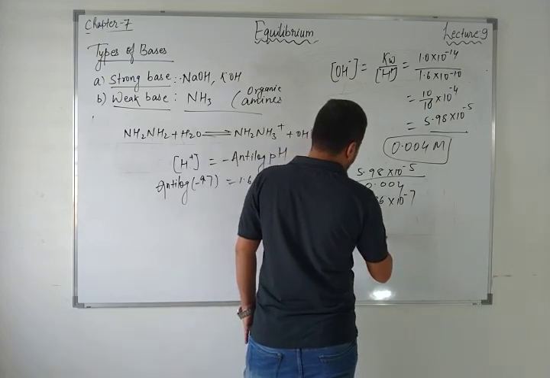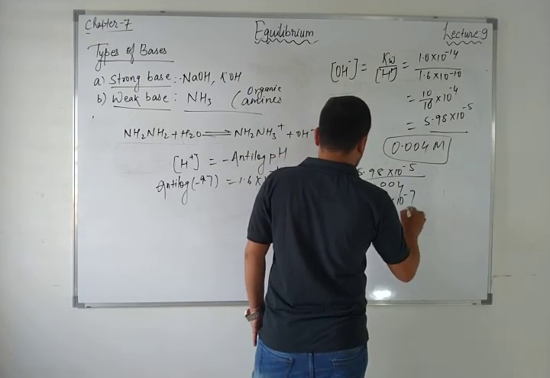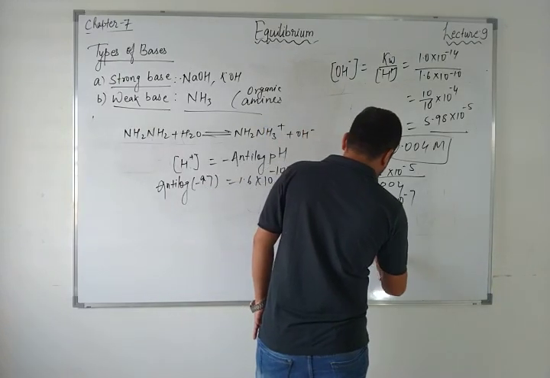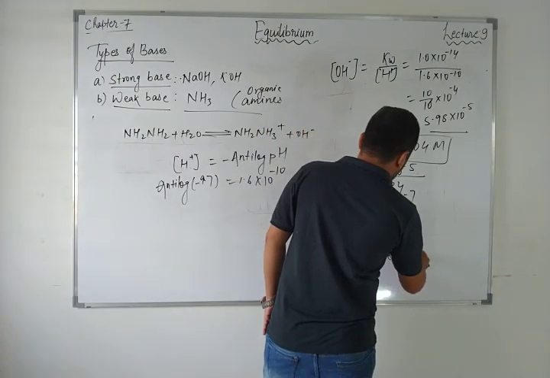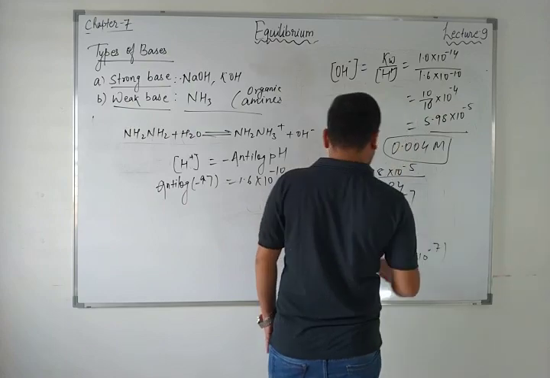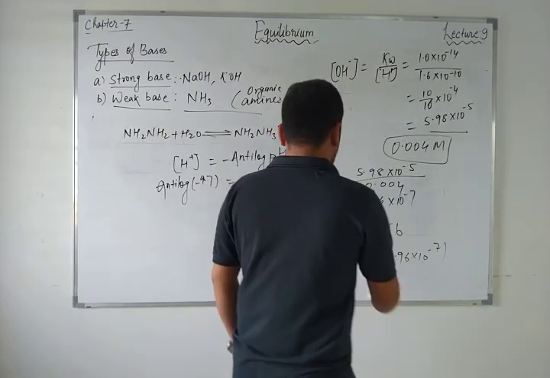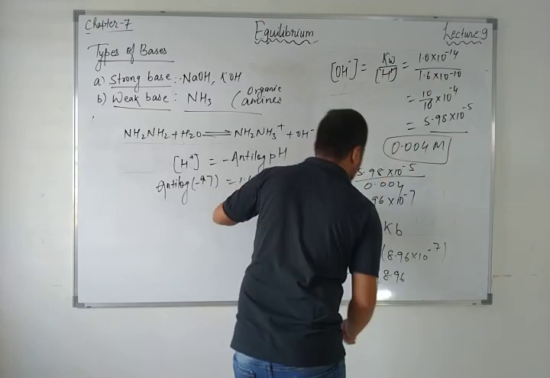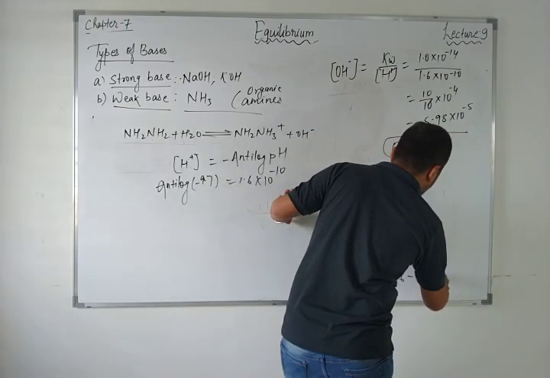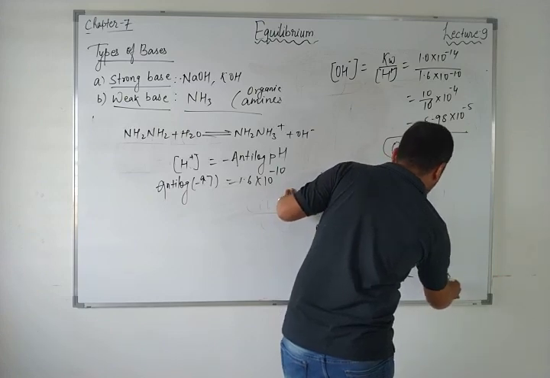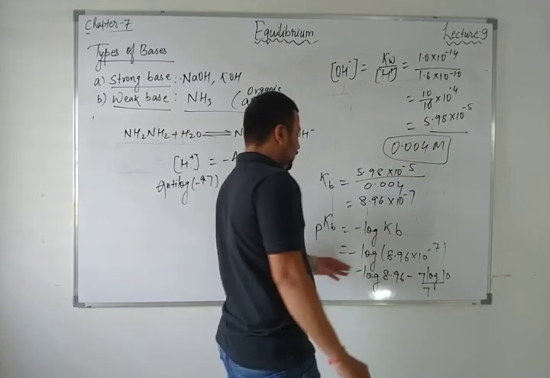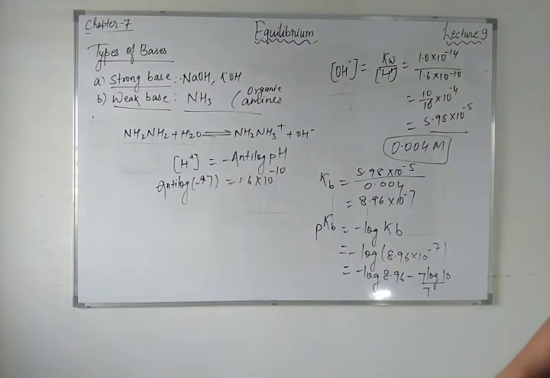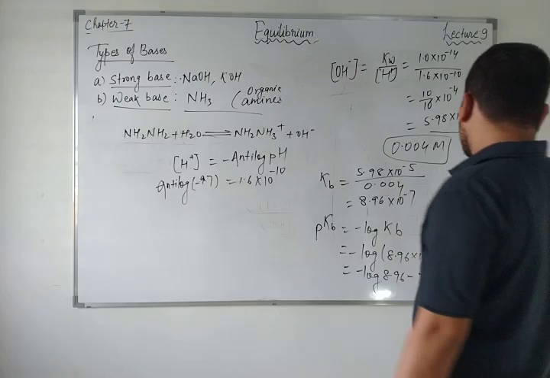And pKb is equal to minus log Kb, right? So here minus log of 8.96 into 10 to the power minus 7. It will be minus log 8.96 and minus 7 log 10. That gives 7, and you can calculate the value of log 8.96, and the final value will be 6.04.